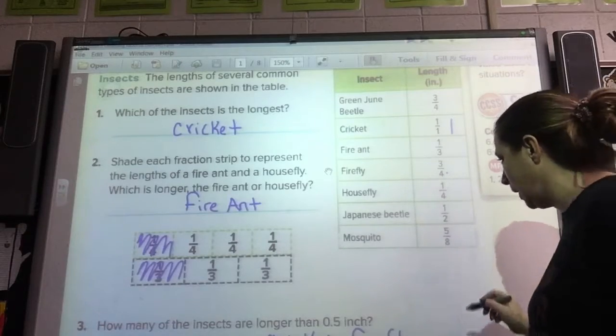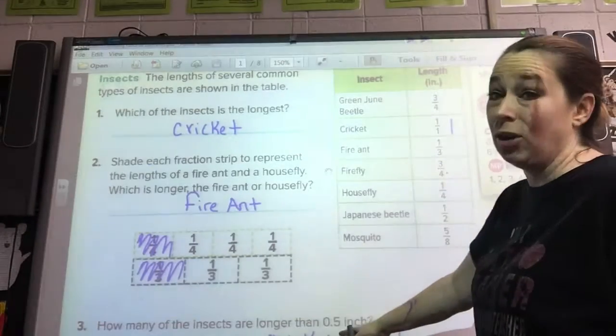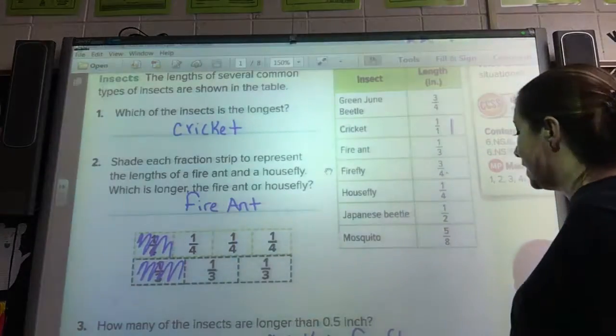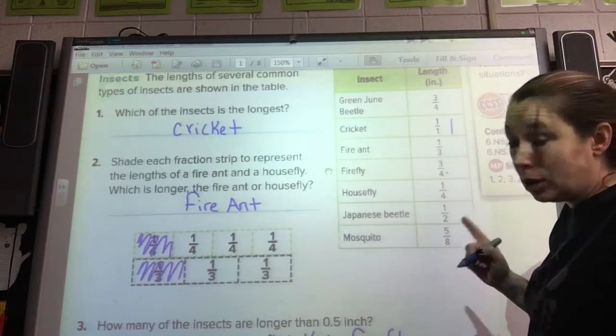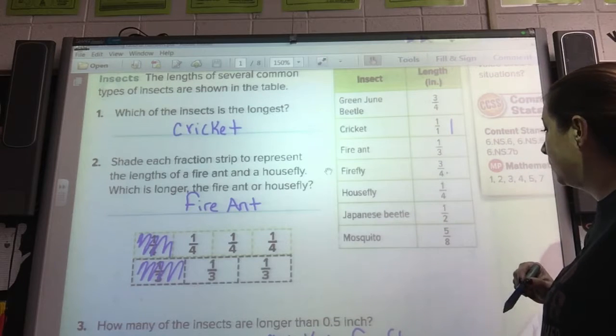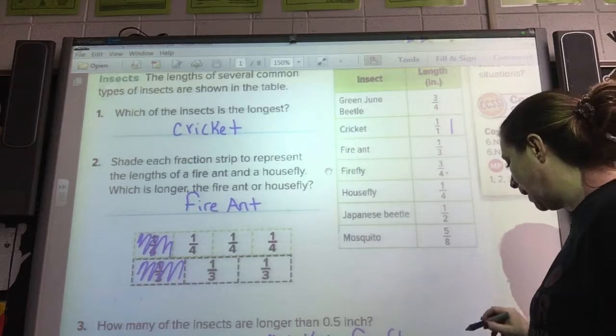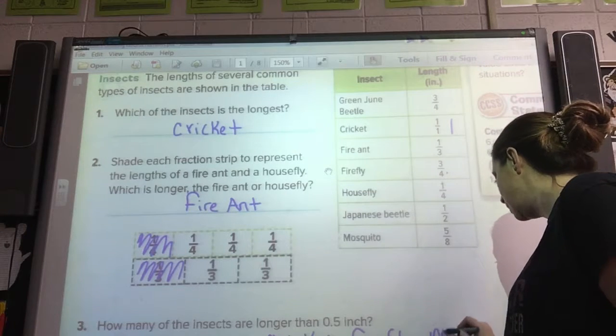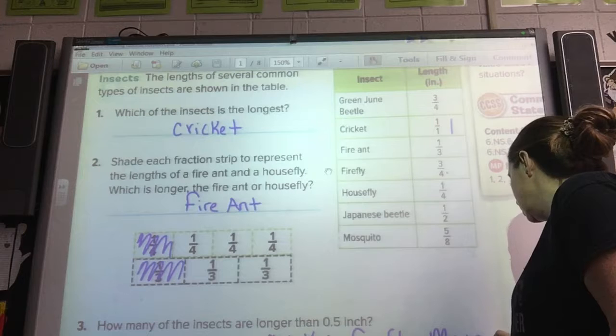And then what's half of 2? 1, so that would be half an inch. Oh, but this says longer than half an inch. So he does not make the list because he's exactly half an inch. Tricky one, nice try, Glencoe. Half of 8, what's half of 8? 4, and this one is 5, so mosquito, you made the list. Pesky mosquito.